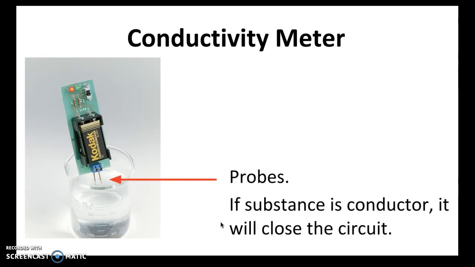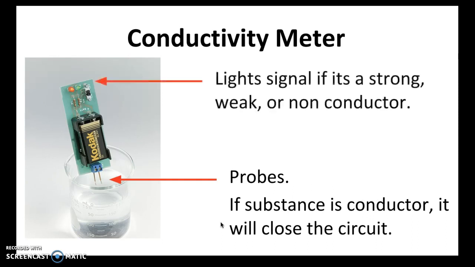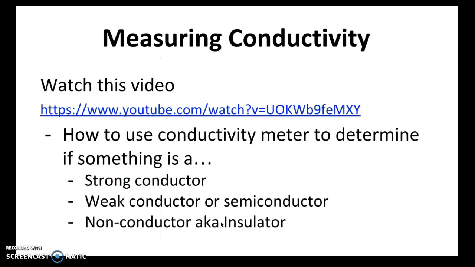At the bottom you have these two probes. If a substance is a conductor, it will close the circuit, which then allows the light signal to turn on. The light signal can tell you if it's a strong conductor, weak, or a non-conductor. All right, you're going to watch this video on how to use a conductivity meter, and then when we come back together, we'll finish this video up.